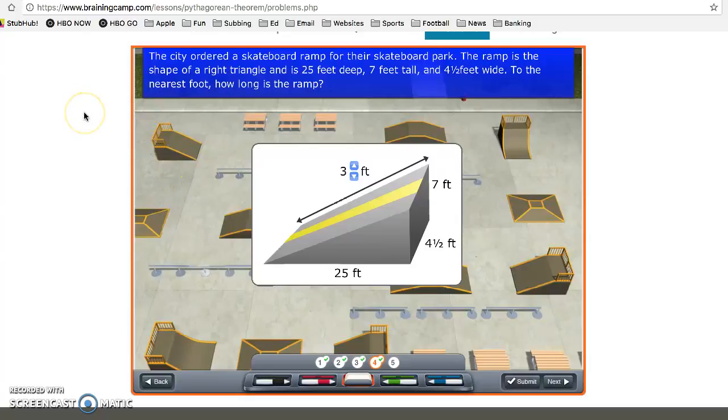The city ordered a skateboard ramp for their skateboard park. The ramp is the shape of a right triangle and is 25 feet deep, 7 feet tall, 4.5 feet wide. Okay, so look at this right triangle here. The base is 25 feet. The height is 7 feet. So we can ignore this because it's not part of the triangle. So the 25, the 7, and we need to figure out what is the length of this long side right here. Okay, so let's go back to our work area.